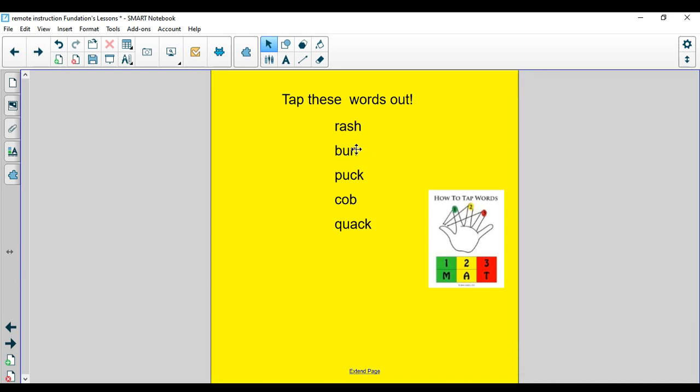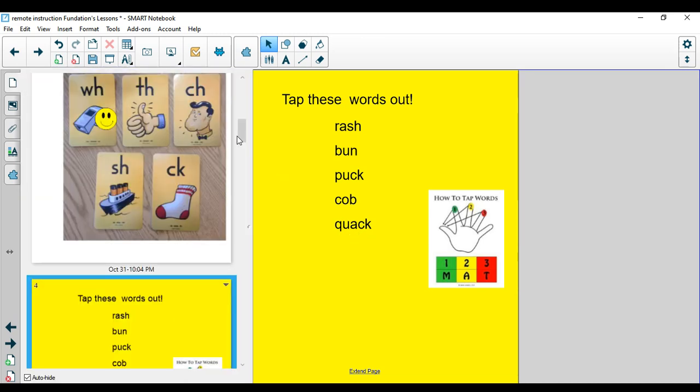Bun. I like to put my hot dog on a bun. The next word. Puck. Like a hockey player. Hit the puck. Cob. And last, let's look at this word. Quack. I could hear the duck quack.